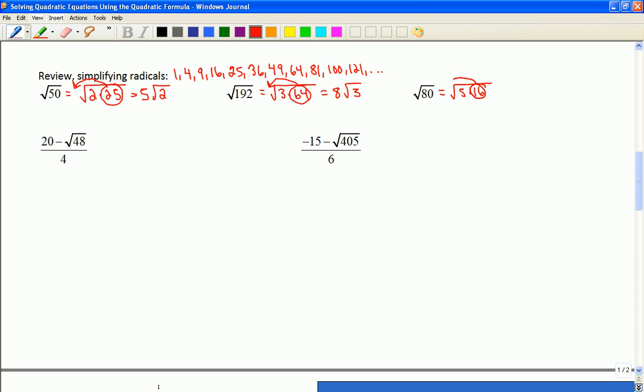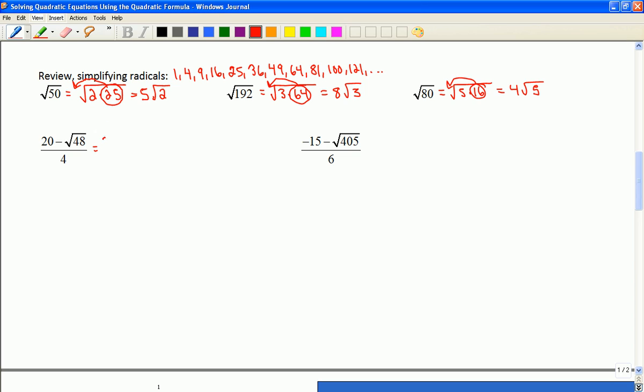So 16 inside the square root can be taken out and be 4 root 5. This is more like the way we're going to see it in a quadratic equation. You're going to have values like this, and we're going to be able to simplify if we are able to do this with radicals.